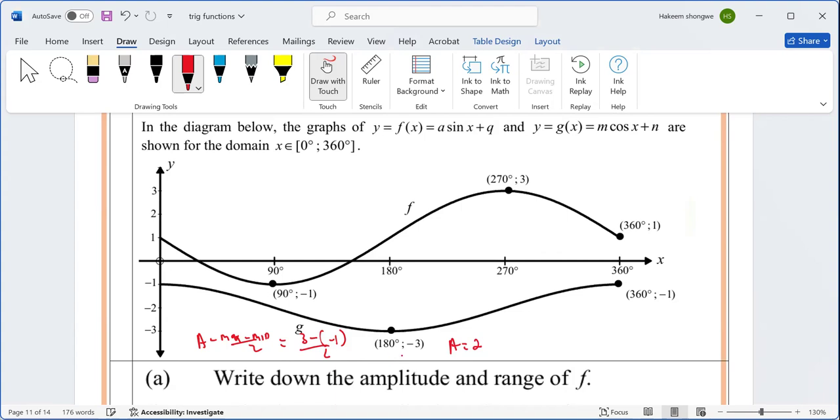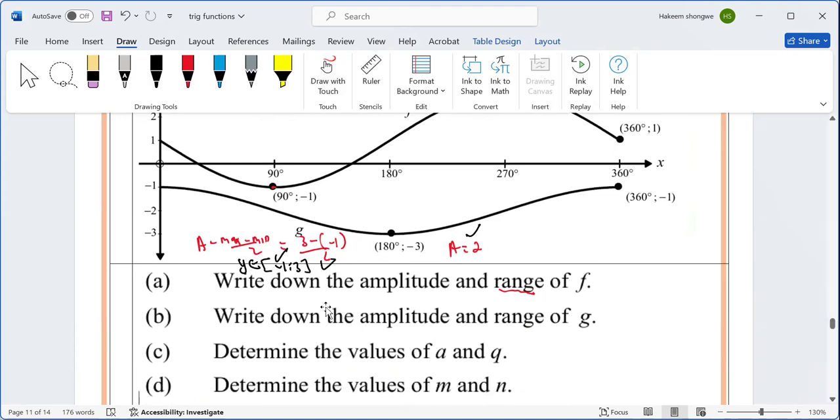Number 2, it says range. What is the range? It's from -1 to 3. So I'm going to tell them our range: y is an element, all of them included, from -1 up until we get to 3. Then they will give us 1, 2, 3. Sharp.